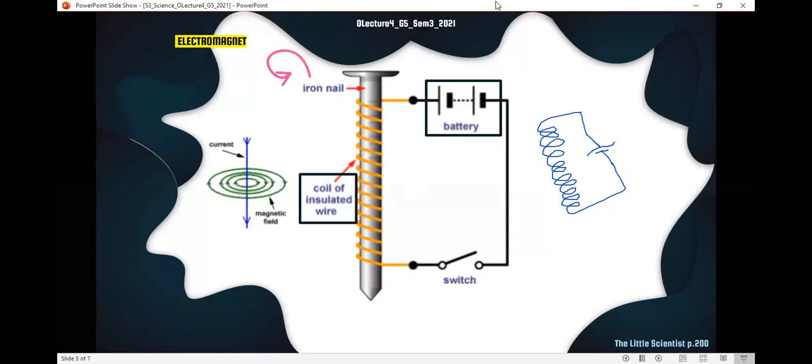Now you have this electromagnet right here. There are 3 ways to make our electromagnet stronger.